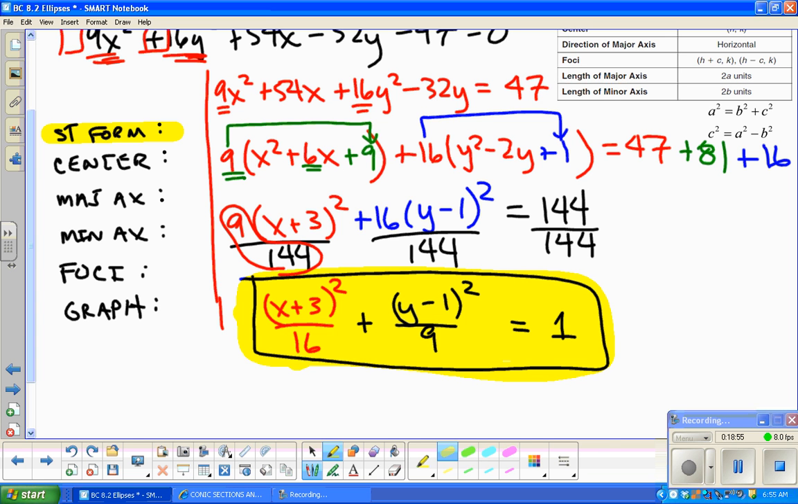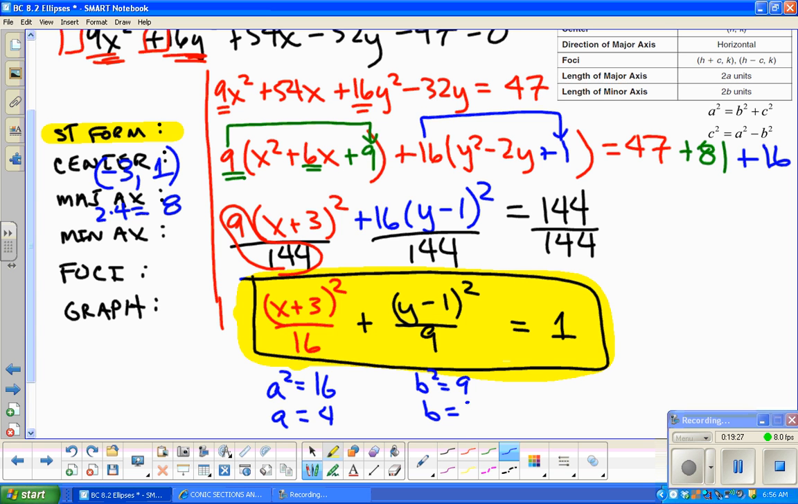Center then. Well, the center, again, this is inside inverse kind of thing. So -3, 1. The length of the major axis. Well, the semi-major axis, let's start out with this. A squared is 16, so the semi-major axis is 4. And so the whole major axis would be 2 times 4, or in other words, 8. The minor axis, again, the major is the bigger one. Semi-minor is 3, so the minor axis is 2 times 3, which is 6.